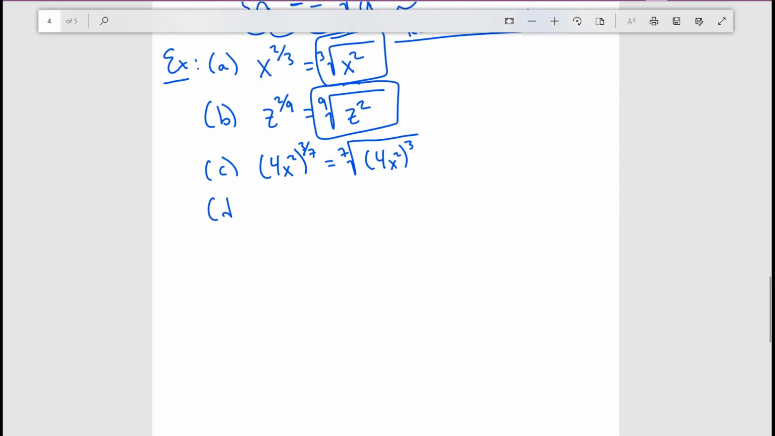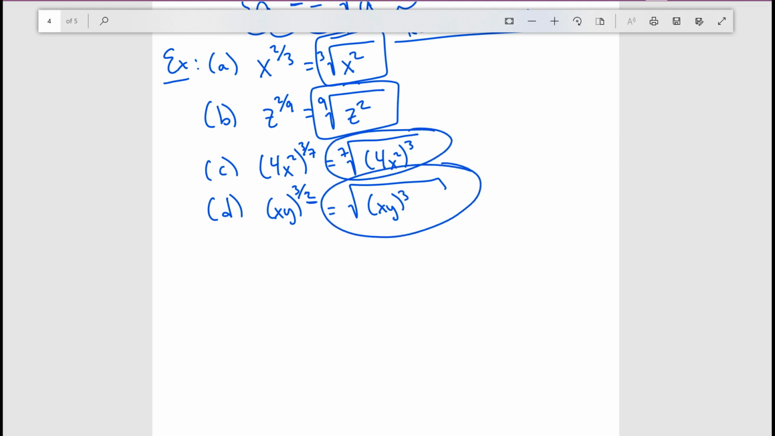Okay, let's do one more. What is going to be xy to the power of 3 halves? So this 2 is going to be the square root. And then on the inside, we're just going to have xy to the power of 3. So these are going to be my solutions.